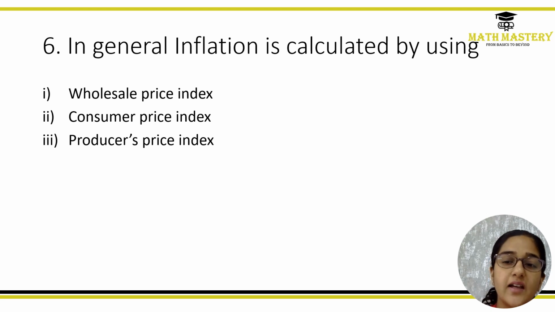Question number 6. In general, inflation is calculated by using. The answer is 1, wholesale price index, because general inflation is the inflation of the overall economy, for which we need wholesale prices. If it was retail inflation, or inflation for the consumers or cost of living of consumers, then we would calculate the consumer price index. So for general inflation, the answer is 1, wholesale price index.